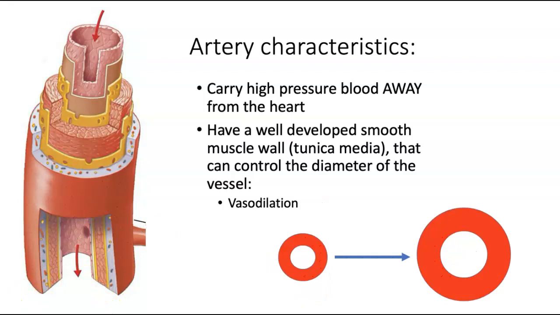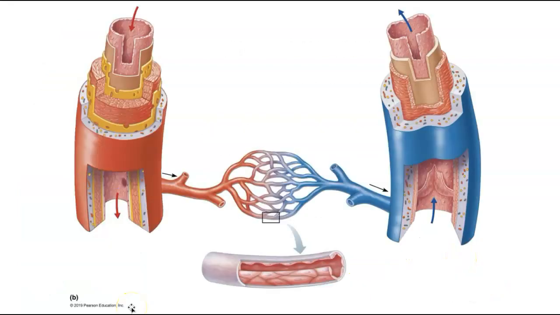You can also see something called vasodilation, and vasodilation is the opposite. That's when the smooth muscle wall of the vessel relaxes and the diameter gets bigger. So taking a look at the next type of vessel, the arteriole.